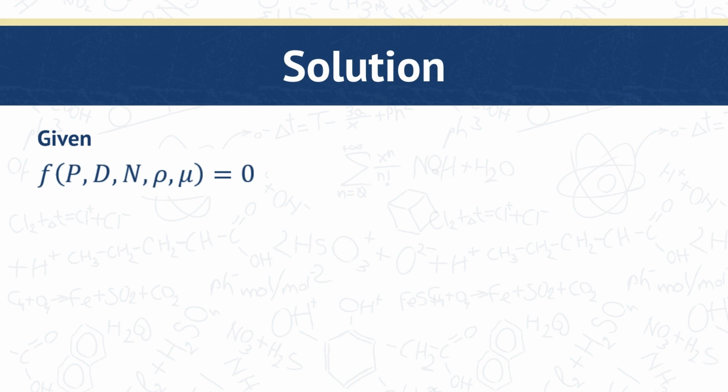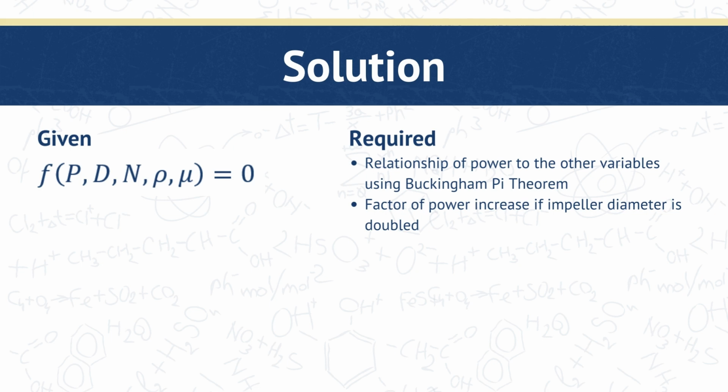We are asked for the relationship of power to the other variables using Buckingham-Pi theorem, and the factor by which power increases if the impeller diameter is doubled. Again, here is the statement for the Buckingham-Pi theorem.